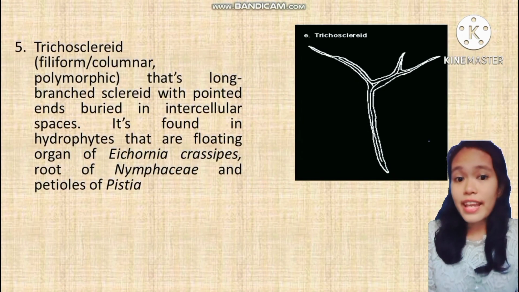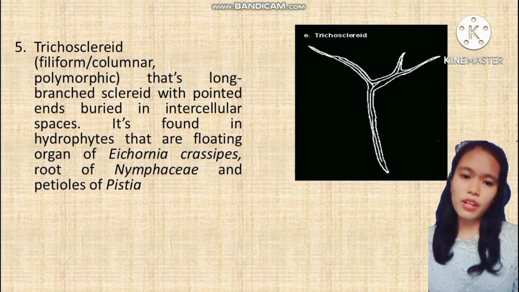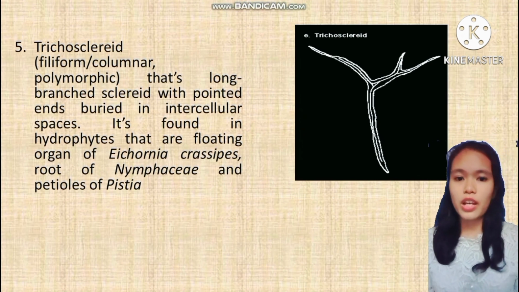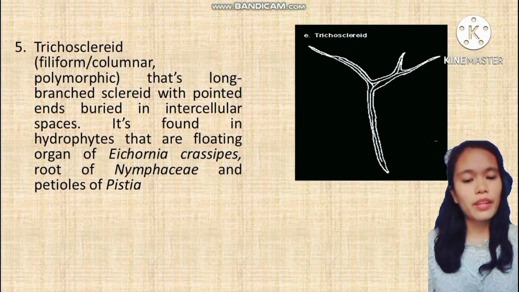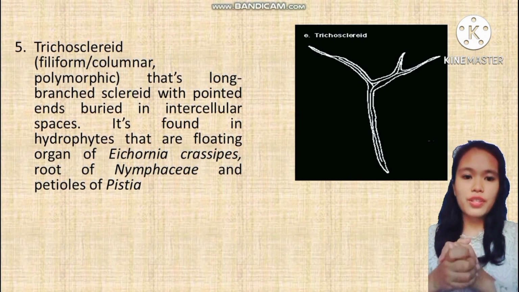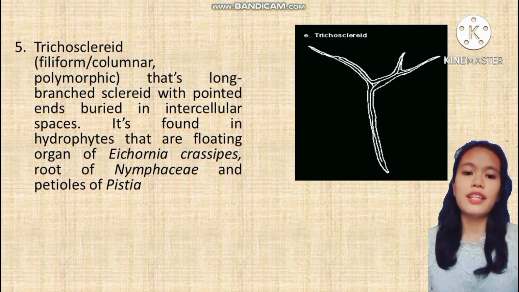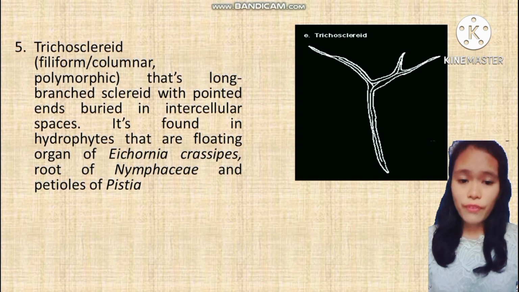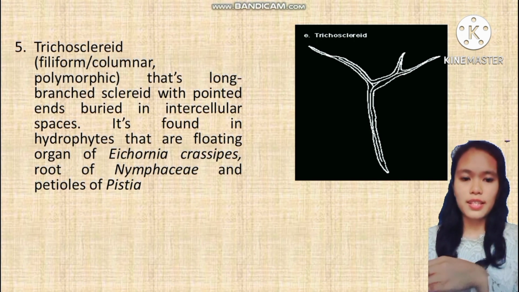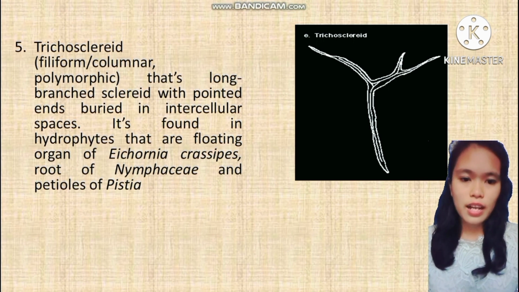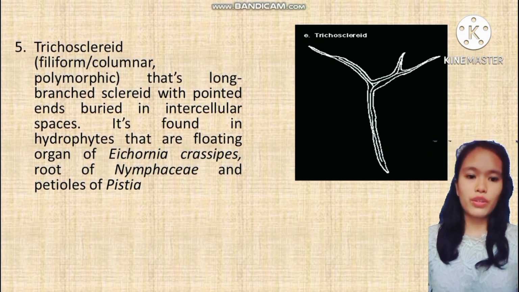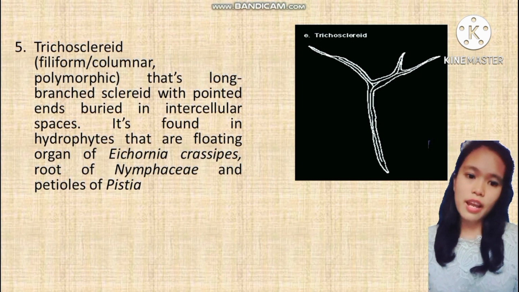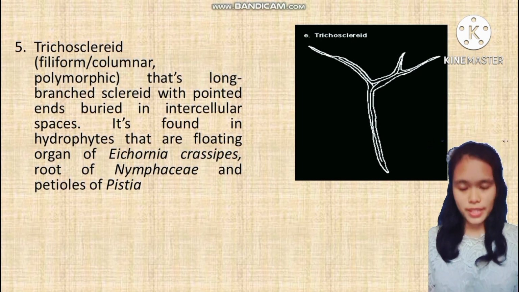And at the end, trichosclereid or filiform or columnar or polymorphic. That is a long branched sclereid with pointed and spurred ends in intercellular spaces. It's found in hydrophytes, in floating organs of Eichhornia crassipes, roots of Nymphaeaceae, and petioles of Pistia.